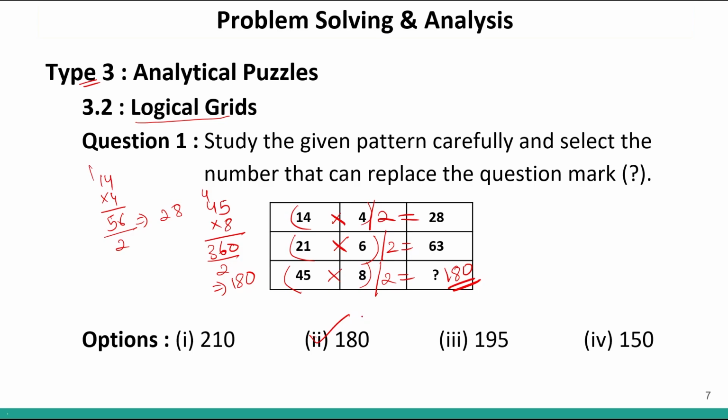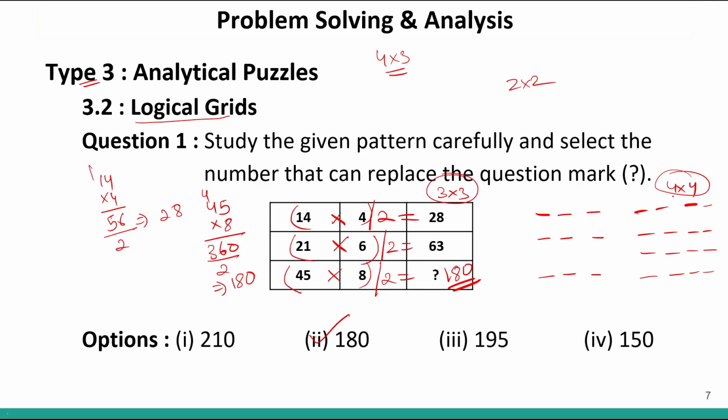So now did you understand what we did in logical grids? In logical grids, we are given 3 rows, or you can also get 4 rows. So in both the cases, let's say we got 4 rows, something like this. So this is a grid. This is a 3 into 3 grid, or you could get a 4 into 4 grid, or you can also get a 2 into 2 grid. Any of the grids can be given to you in exam. A 4 into 3 grid can also be given. But this is very common. 3 into 3 and 4 into 4, these are common grids that you get mostly in all the exams.